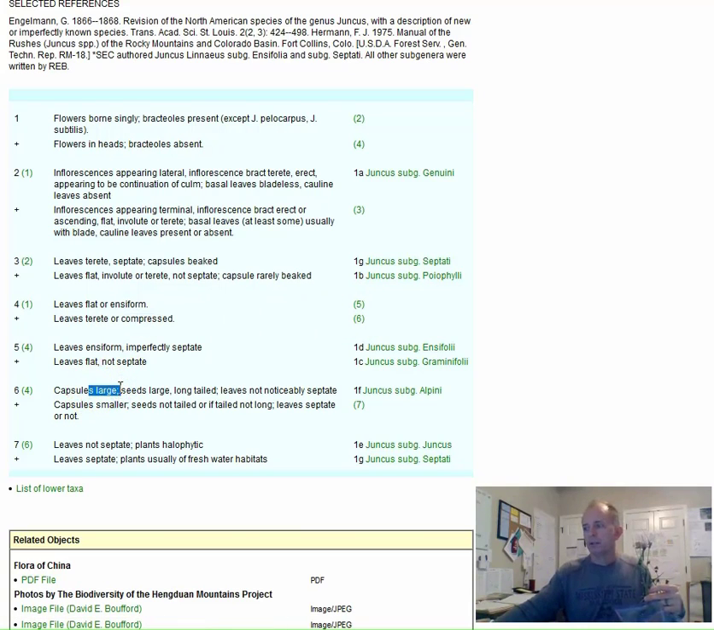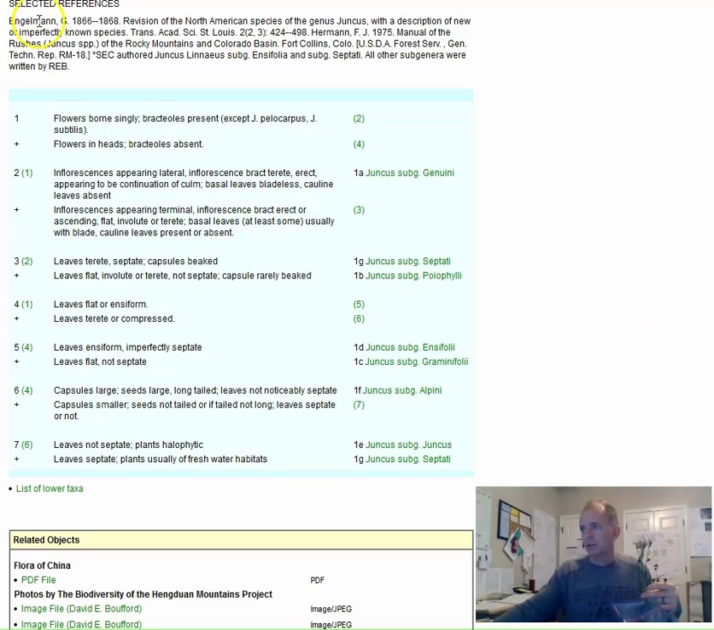The capsule is large. Okay, I mean, I don't know if you only had one. All right, how do you know if it's large or small? Anyway, capsule is large, seeds large with long tails. The leaves not noticeably septate. Okay, remember I just said you can kind of see it. You can definitely feel it. So capsules are smaller, the seeds are not tailed, or if they are tailed, the tails are not long, and the leaves are septate, okay, or not. Okay, up here they're definitely not. Down here they could be or not. So we know that the leaves are septate.